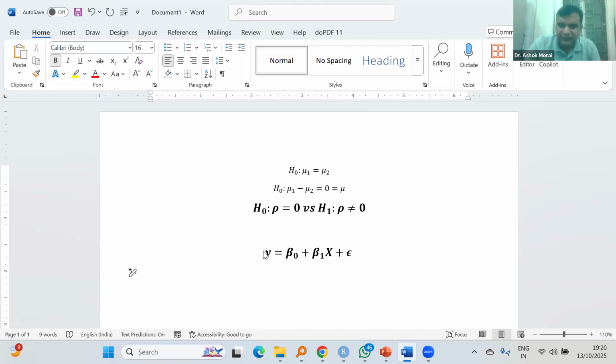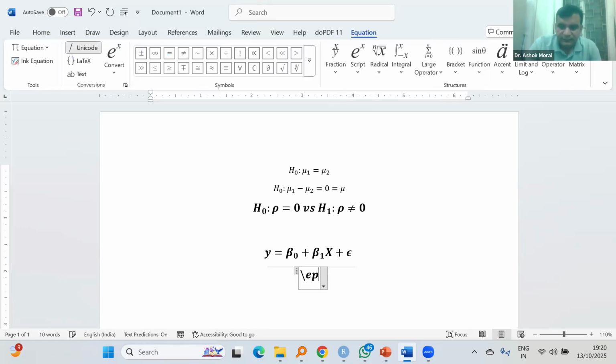Along with that, one basic assumption is that epsilon follows normal distribution with mean 0 and variance sigma square. This is our assumption. And in that way, similarly, the distribution of y will also be normal with variance sigma square. So first, there should be a linear relationship between X and Y. Second, the error should be like this. Observations should be independent. So these are the three major assumptions here.